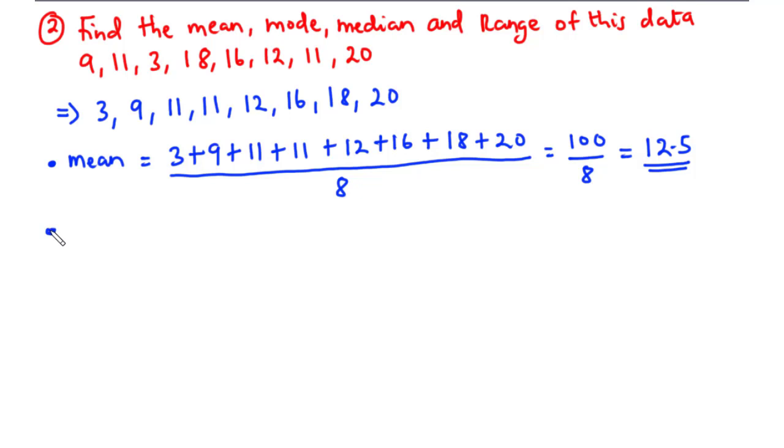Now let's find the mode. So the most occurring value, or the most occurring number, happens to be 11. 11 appears twice. So the mode is 11.